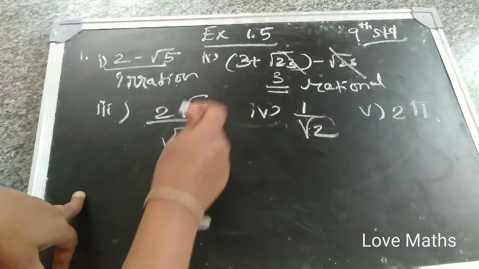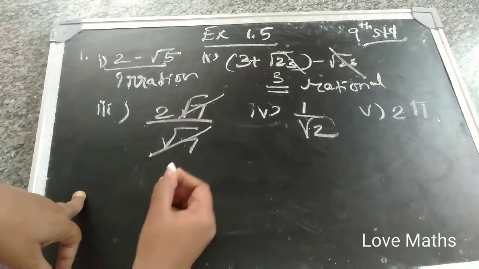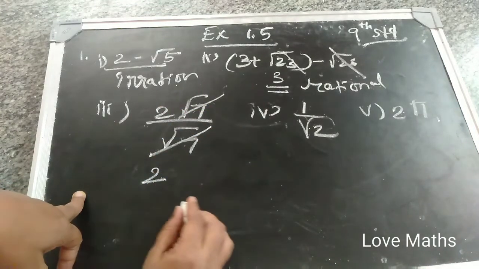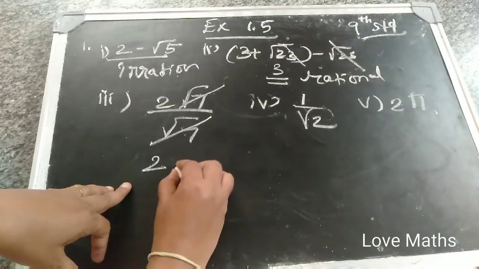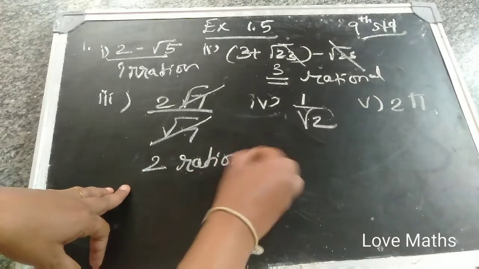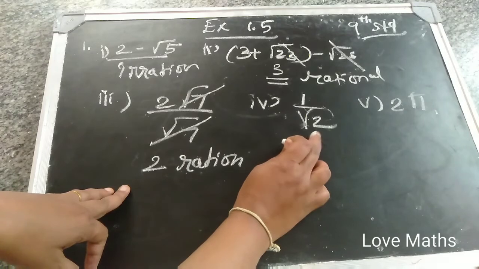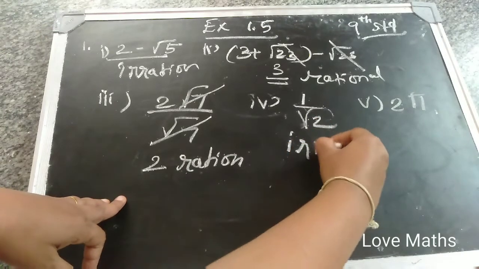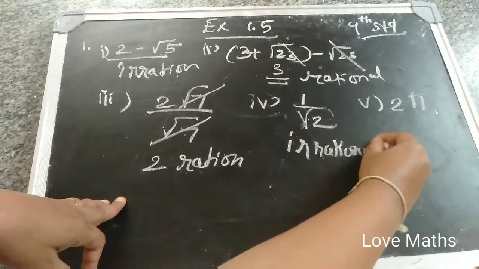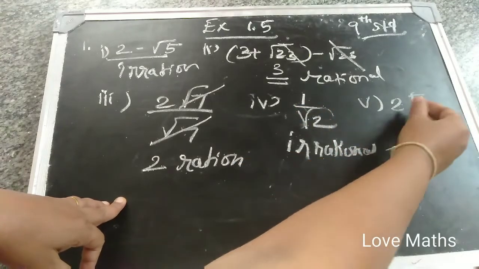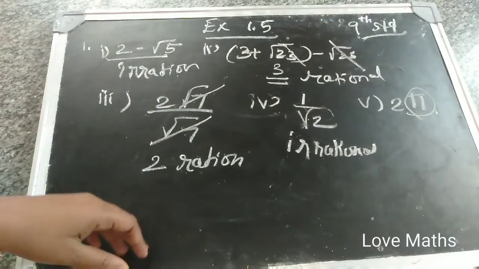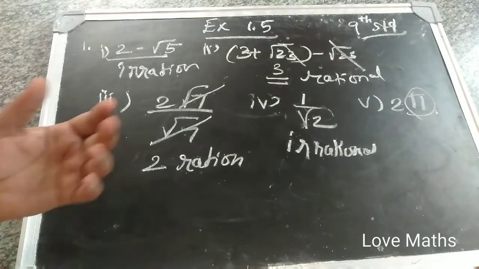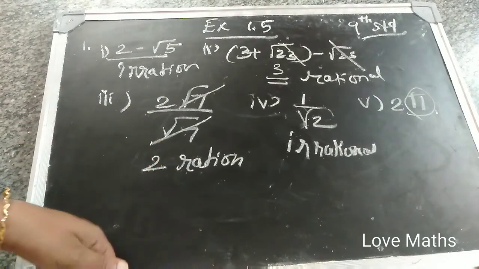Next, this also: root 7 by root 7 is cancel. Only 2. Is 2 rational or irrational? It is rational. Next, 1 by root 2. Root 2 is there, so it is irrational. We can't cancel it, so it is irrational. Next, 2 pi. I already told you the pi value is irrational, so 2 into an irrational is also irrational.